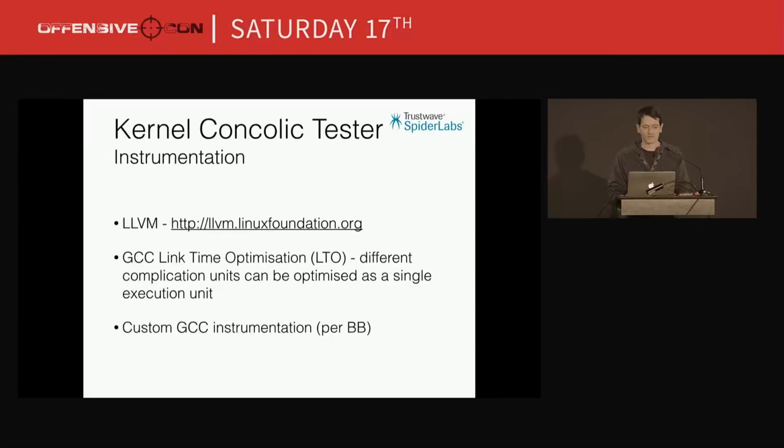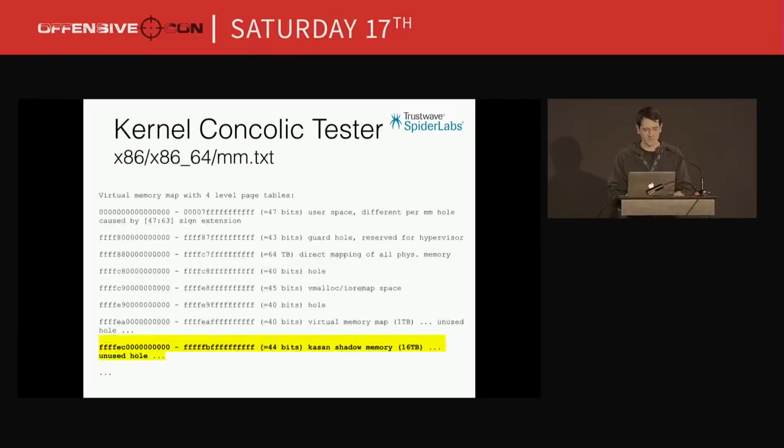So we've decided to go with just a custom GCC instrumentation, and it's per basic block at the moment. It's quite ugly, but it's working. The path constraints are stored in the kernel address sanitizer shadow memory. We just needed some space in the kernel where we can allocate that. And at the moment, obviously, you cannot use kernel address sanitizer and our fuzzer at the same time.